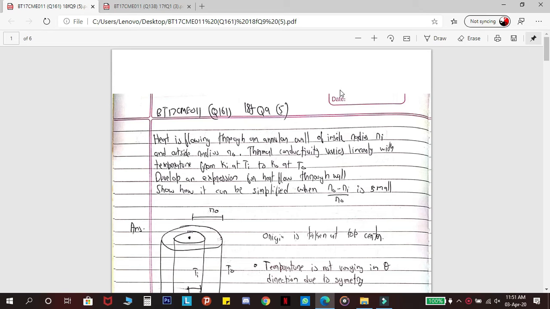My name is Anirudh and I'm here to explain question 161 of the 2018 paper final exam, question number 9 for 5 marks. The question is as follows. Heat is flowing through an annular wall of inside radius Ri and outside radius R0. Thermal conductivity varies linearly with temperature from Ki at Ti to K0 at T0. Develop an expression for heat flow through the wall and show how it can be simplified when (R0 minus Ri) by R0 is small. Solution for this.